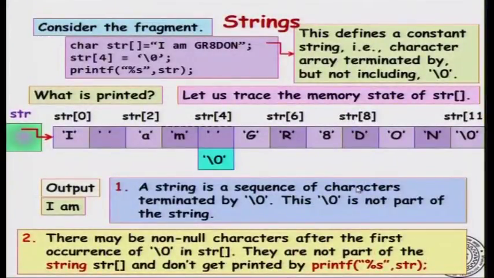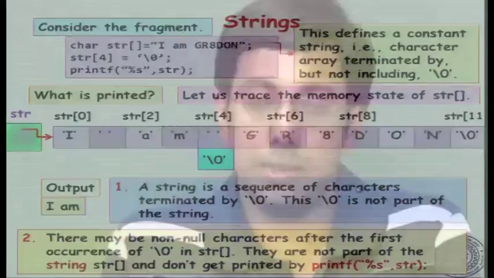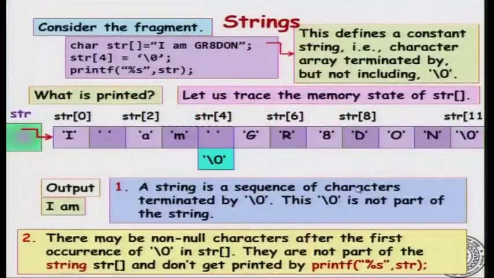There may be non-null characters after the first occurrence of null in str, but they are not considered part of the string str. They are part of the character array, but when you look at str as a string, it ends at the first null character. So, when you print it using %s, only the part until the first null is printed. That is considered the string. The character array is bigger. So, it will just print "I am" and stop there.